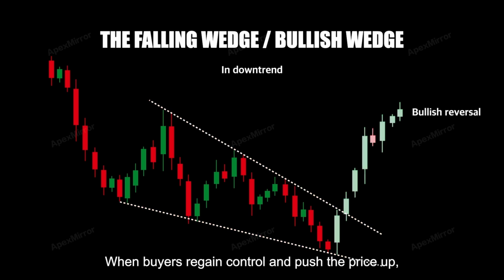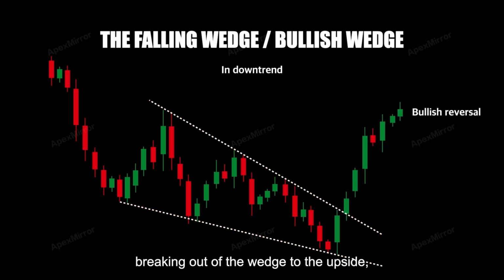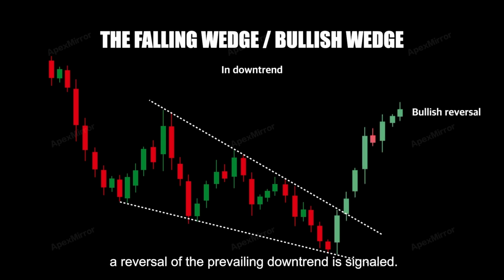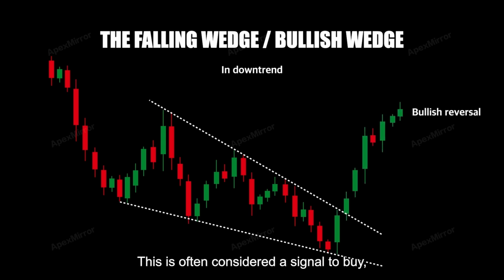When buyers regain control and push the price up, breaking out of the wedge to the upside, a reversal of the prevailing downtrend is signaled. This is often considered a signal to buy, as it is anticipated that the price will continue to rise.